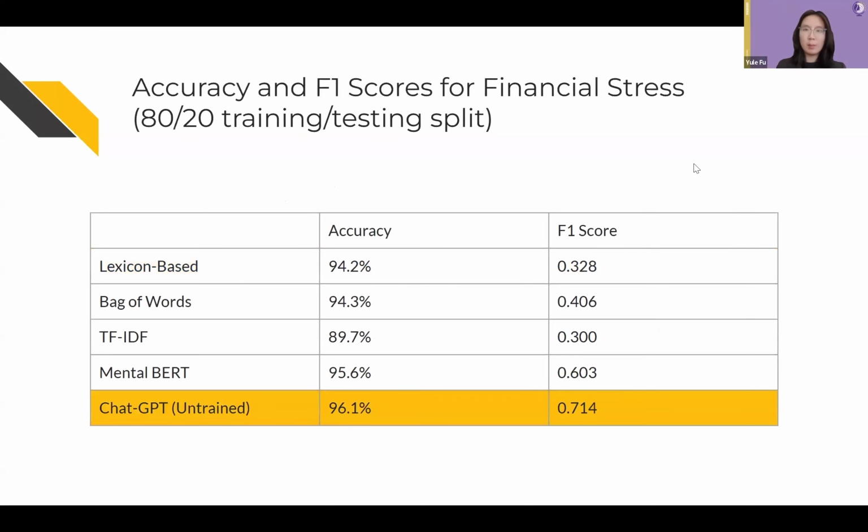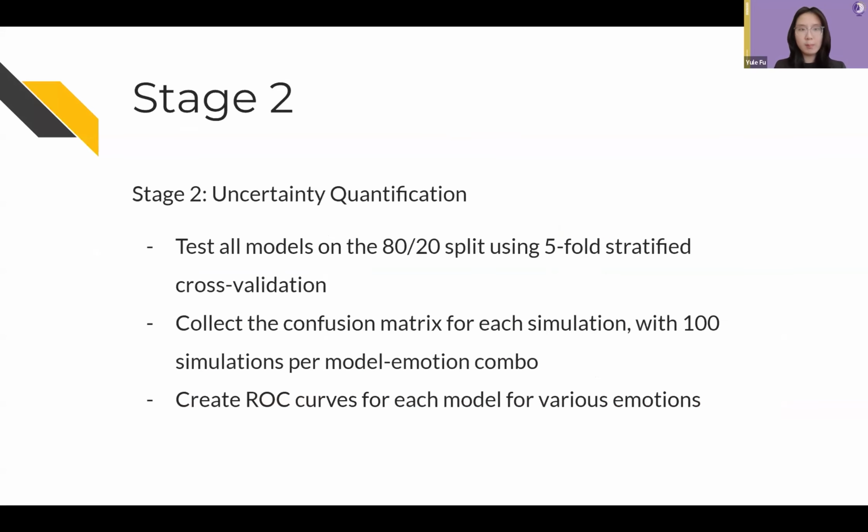However, for a minor emotion such as financial stress, not a lot of people exhibit financial stress within our entire data set. And also financial stress is a lot harder to discern based on the text. So we can see that GPT actually performs the best in terms of F1 score as well as accuracy.